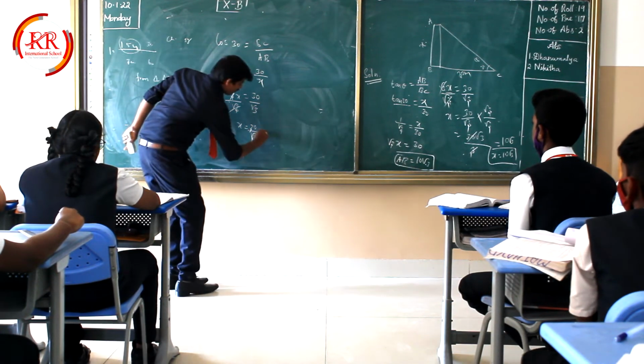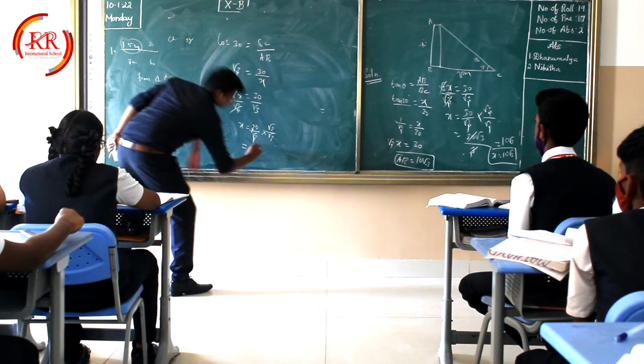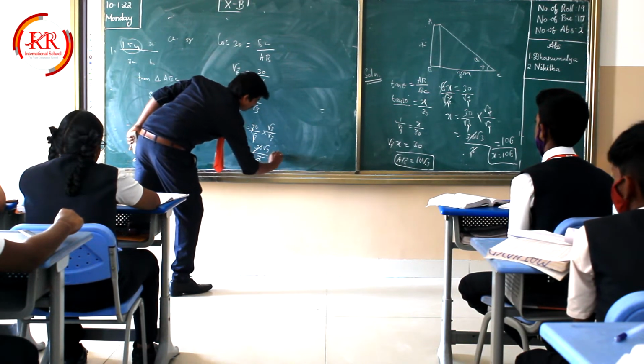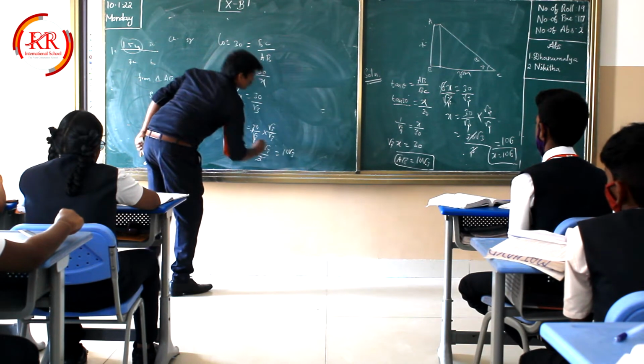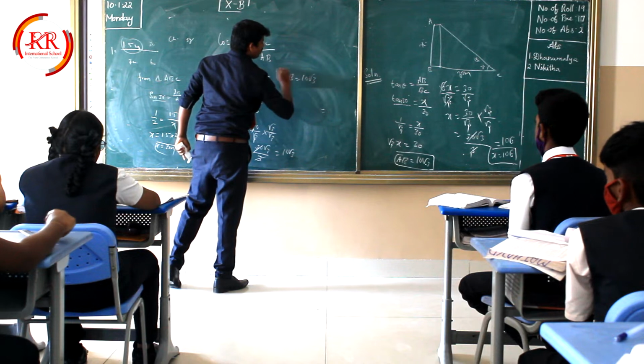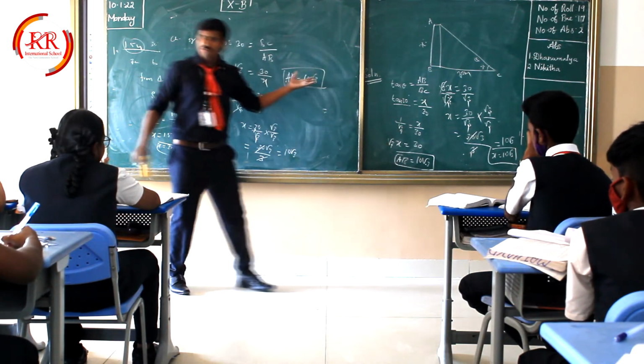Root 3. Okay, root 3 by root 3. Now just go for it. 30 root 3 by 3. Cancel it. What is the remainder? 10 root 3. So the value of AB is 10 root 3. That's what we need to find out. The same answer. Are we getting the same answer or not? This is what we have to find out.